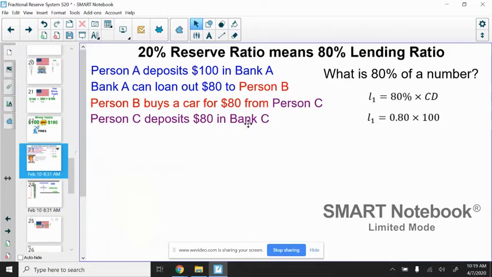So what does Bank C do? Well, in this case, Bank C takes 20% of the $80 and puts it aside as required reserves, and whatever's left over is called excess reserves, and they can loan out as much as it has in excess reserves. One more time. A single bank can loan out as much as it wants up to the exact value of excess reserves. How did we get 64?